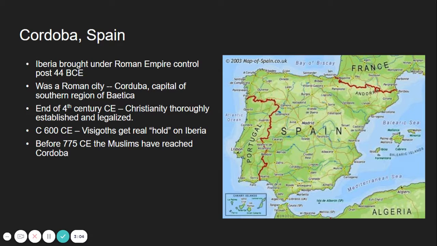In around the 600s, the Visigoths started really inhabiting the area, making it their own. And then by the time 750 comes around, that's when the Umayyad Emir Abd al-Rahman reaches Al-Andalus. So he's in this area, and they're definitely in Cordoba by 775. So that is absolutely known.